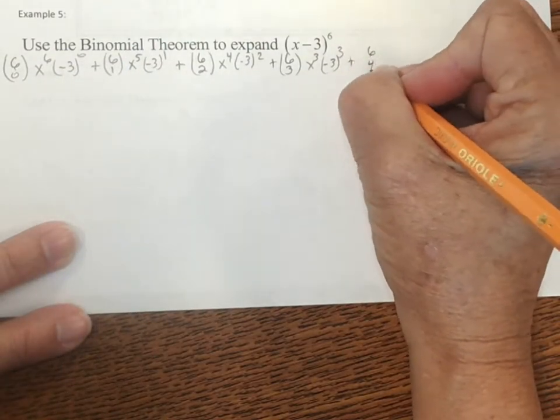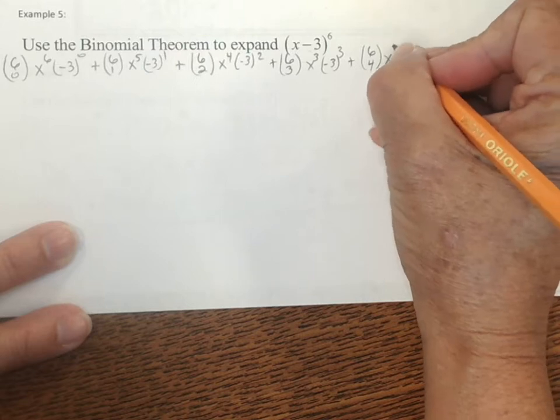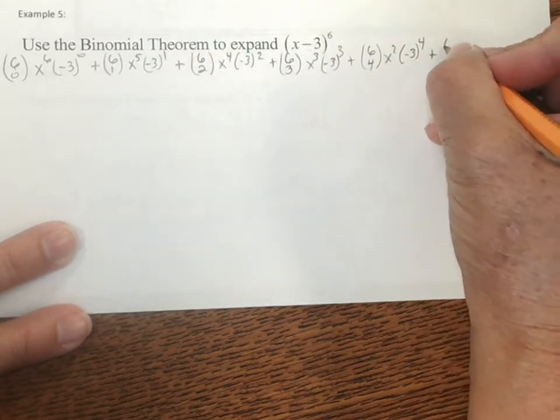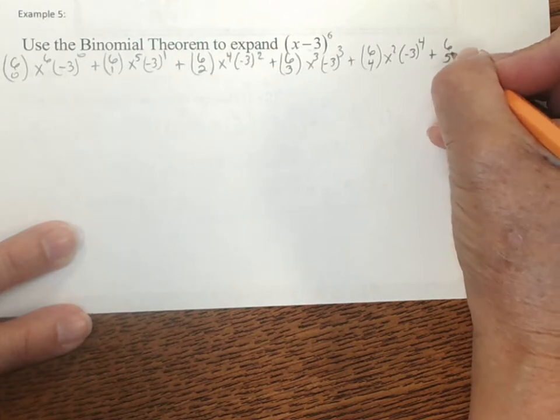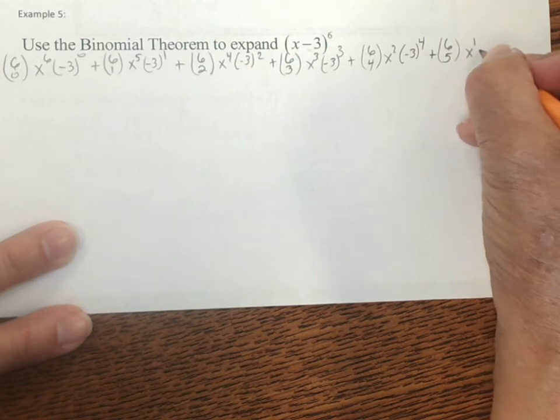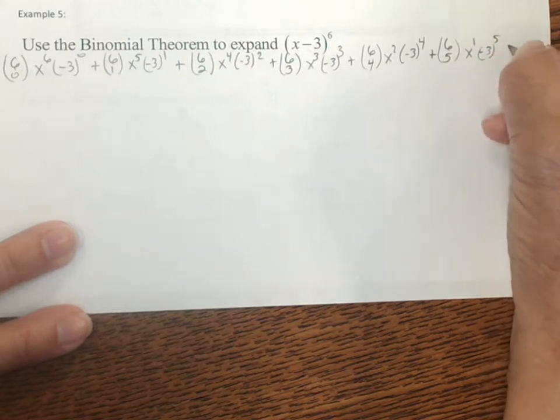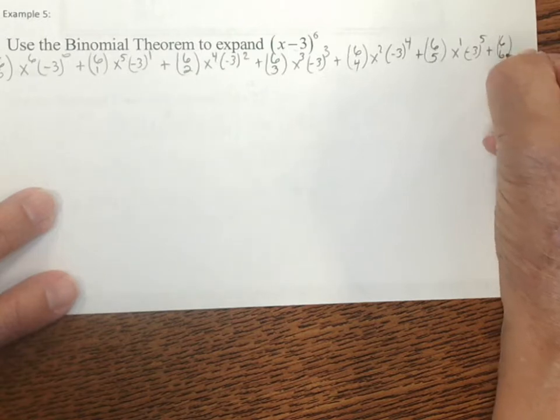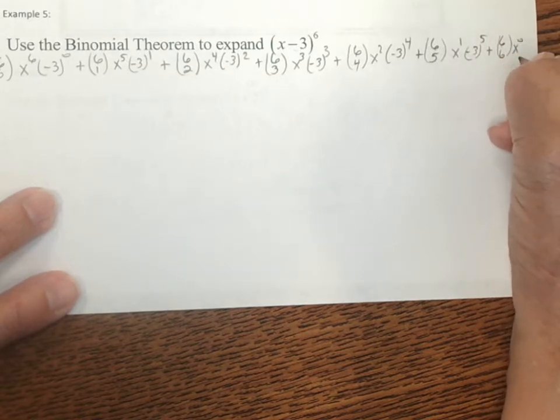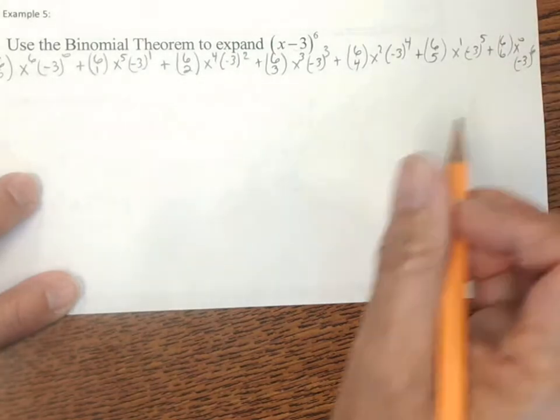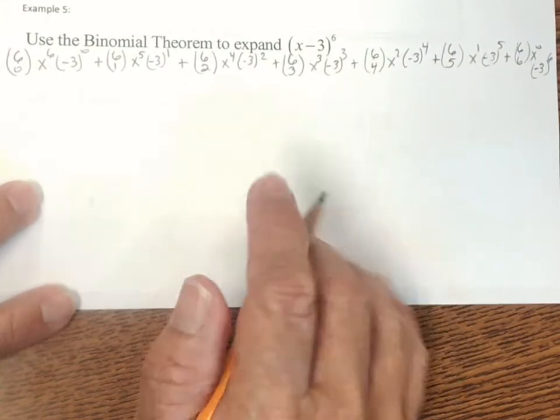Plus 6 taking 4 of x squared, negative 3 to the 4th, plus 6 taking 5 at a time of x to the 1st power, negative 3 to the 5th, plus 6 taking 6 of x to the 0, negative 3 to the 6th power. Sorry, I ran out of room there.